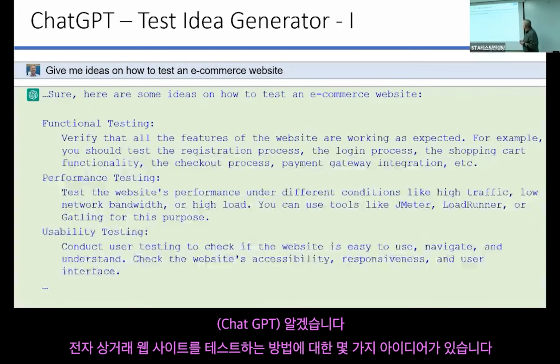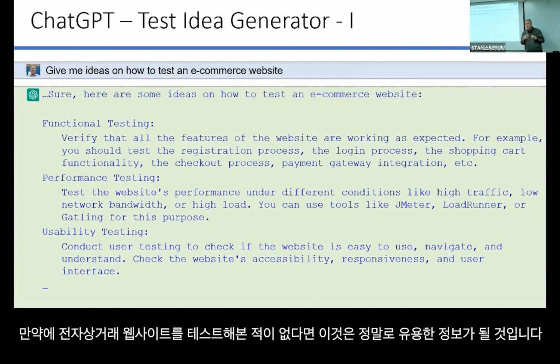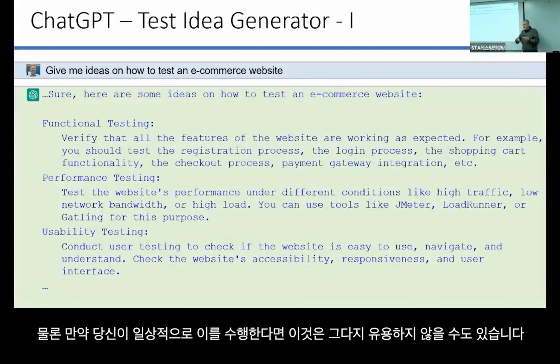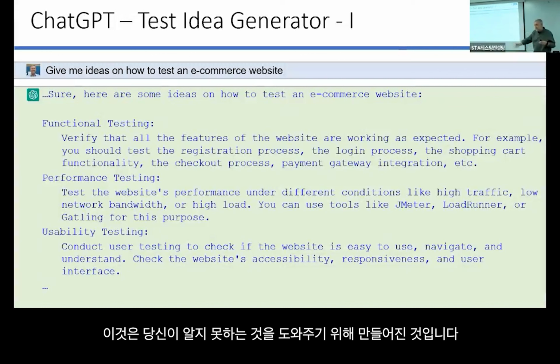Sure, here are some ideas on how to test an e-commerce website. And then it gives a really nice list. If you've never done this before, if you've never tested an e-commerce website, this is really useful. Of course, if you do it on a day-to-day basis, it might not be so useful. But on the other hand, why would you be asking it if you did it every day? It's there to help you with things you don't know, not just to confirm what you do know.